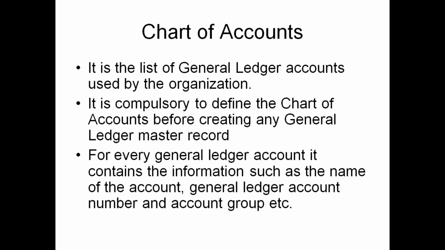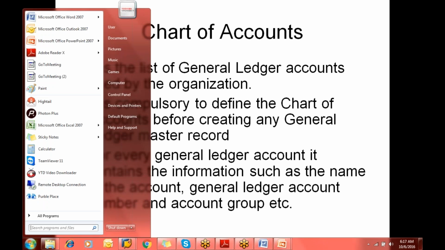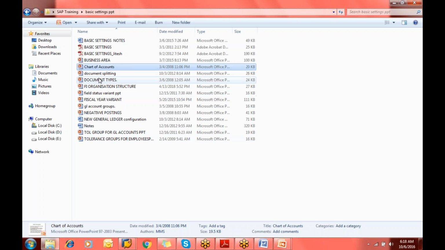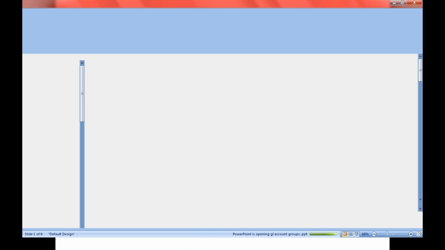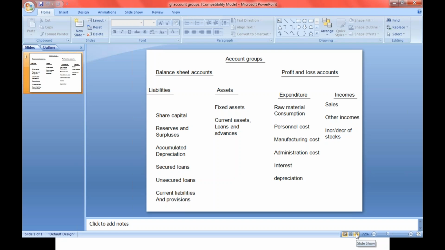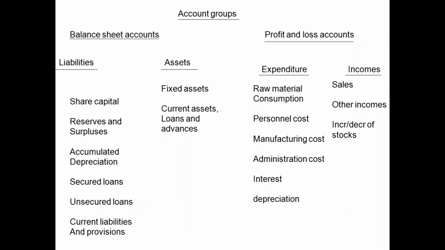Now, what do you mean by the account group? For example, we have similar types of accounts. We have the sales account, purchase account, sundry debtor account, share account, and the depreciation account. If we have multiple accounts and some of them are similar, we'll group them. You can see we have grouped the share capital accounts, reserves and surpluses, accumulated depreciation, secured, unsecured, current liability, and so on and so forth. We have done this across liability, asset, expenditure, and income.